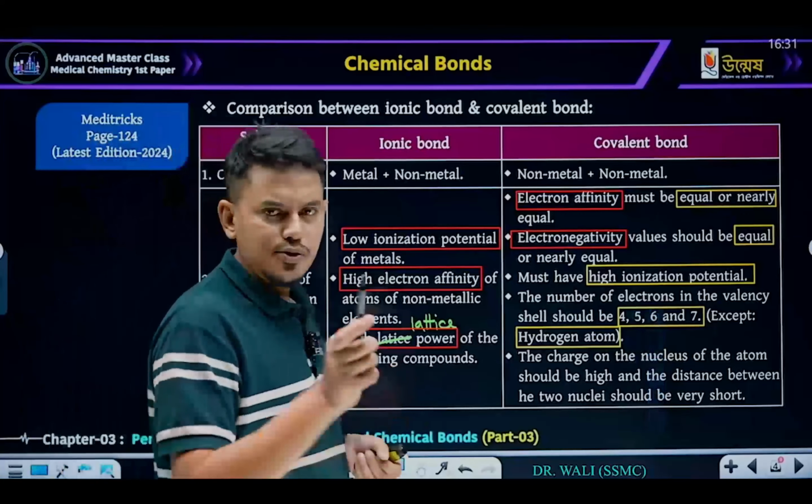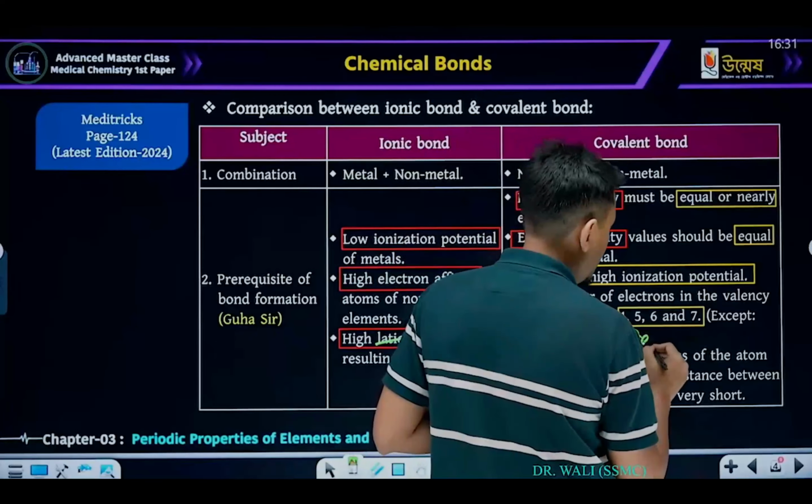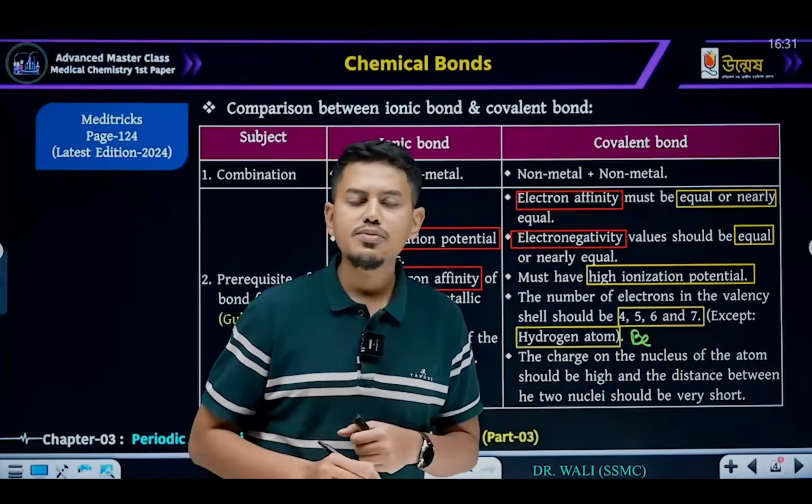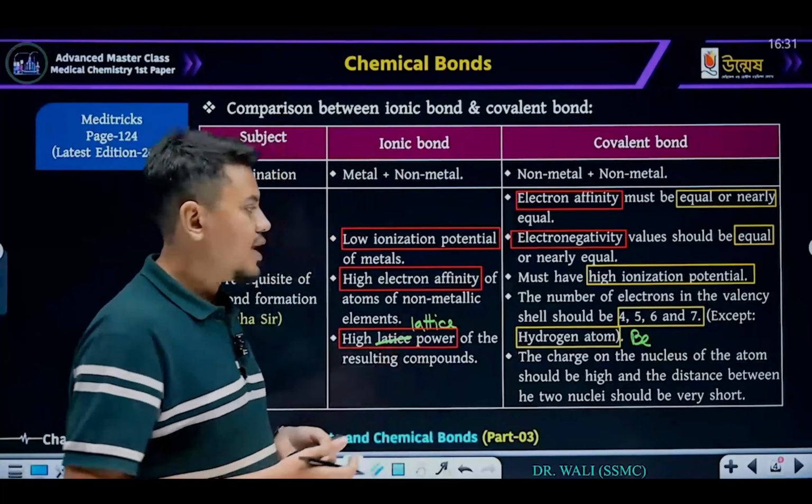And the charge, also you should know that beryllium, I think one other exception should be beryllium. Beryllium does not form any ionic compound. It only forms covalent compounds. Though it is a metal, still it forms covalent compounds. So you should add it as well.